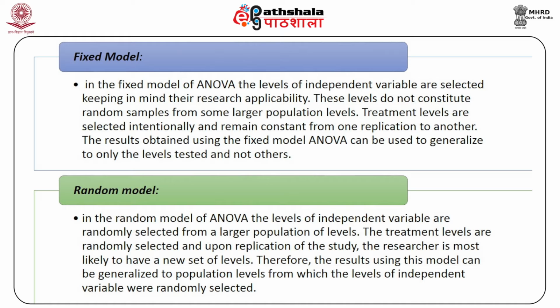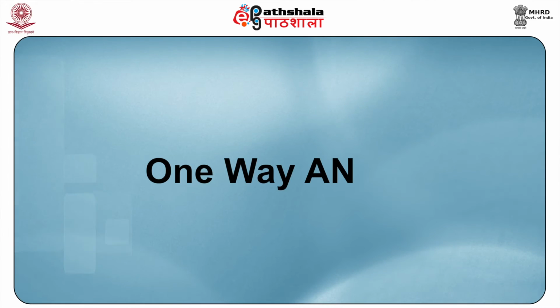Random model: if the levels of the independent variable are randomly selected from a larger population of levels, it is a random model. The treatment levels are selected randomly, and on replicating the study, one could choose the levels randomly and is most likely to have a new set of levels. Thus, the results using this model can be generalized to the population of levels from which the levels of the independent variable were randomly selected.